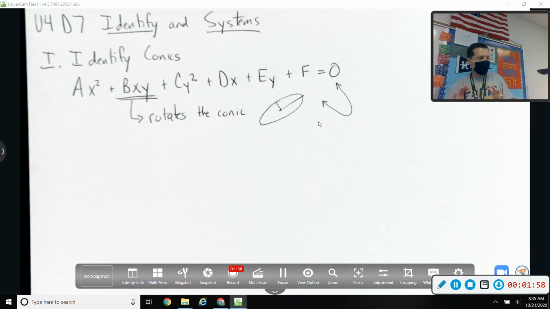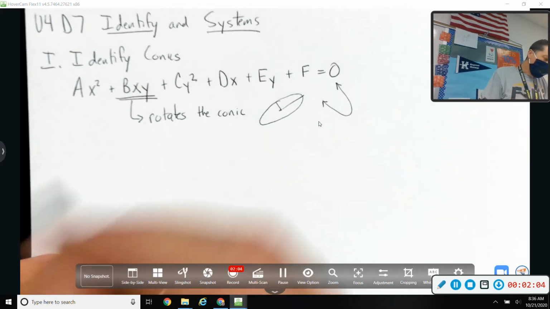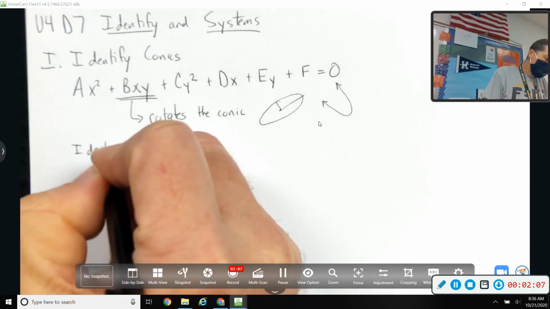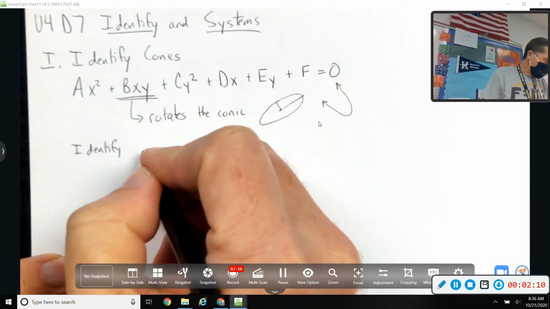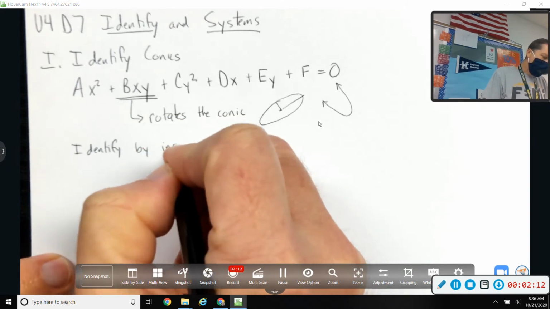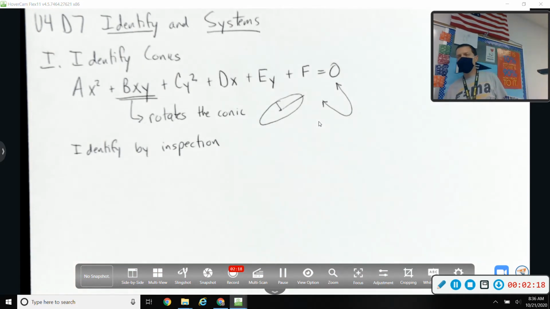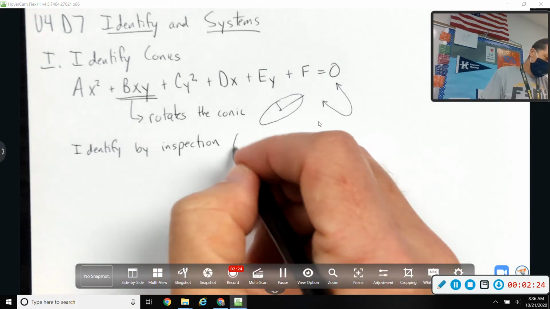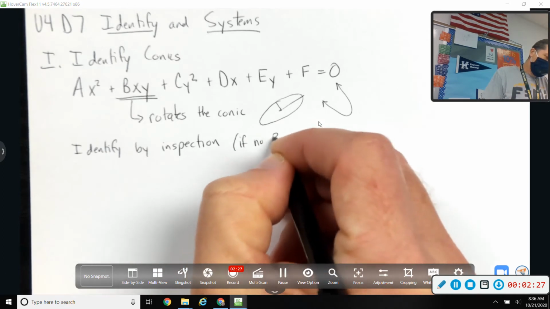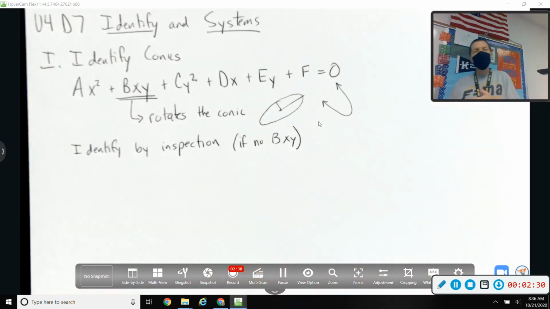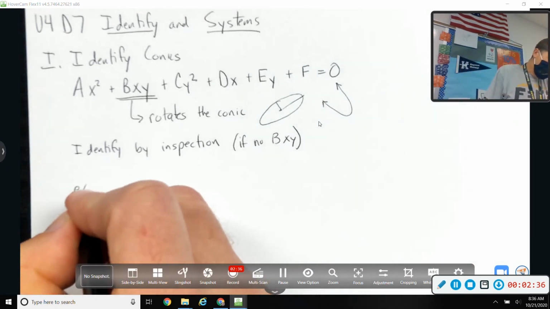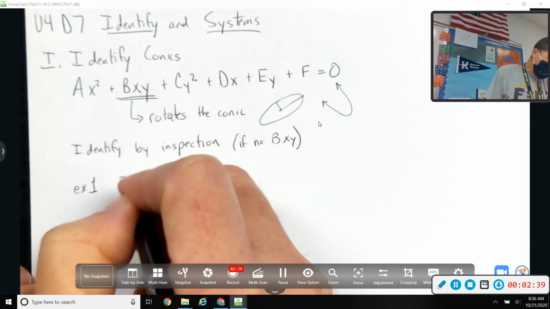So that's how we greatly simplify identifying conics. We're going to identify by inspection. That's just a fancy way of saying just look at it and figure it out. That may seem to oversimplify the issue, but for us there will be no bxy term, so we'll be able to look at these and figure them out. And you may have gotten pretty good at doing this already.